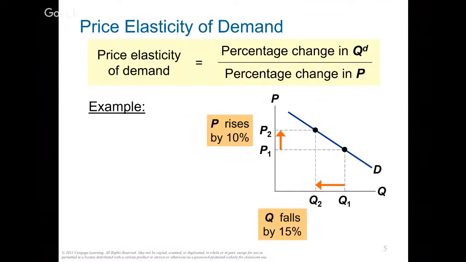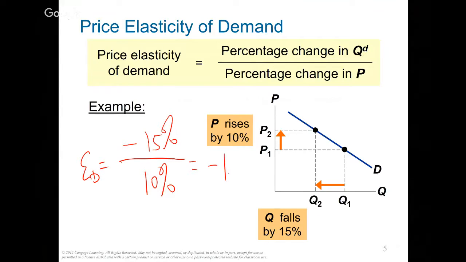So let's look at this question over here. Suppose our price increased by 10%, quantity decreased by 15%. So elasticity of demand is the percentage change in quantity on top. That's a minus 15%. And then the percentage change in price on the bottom, that's a 10%. So this will be a negative 1.5.